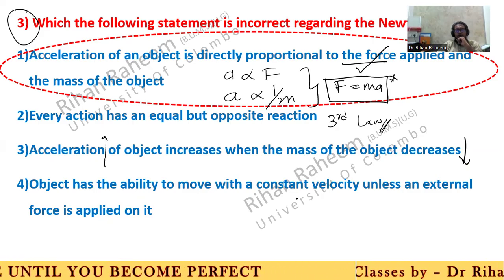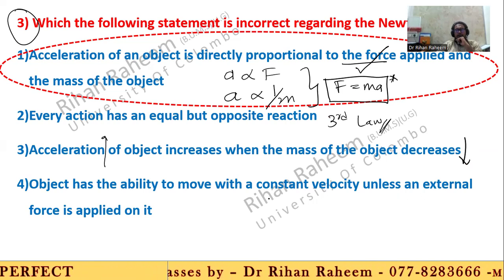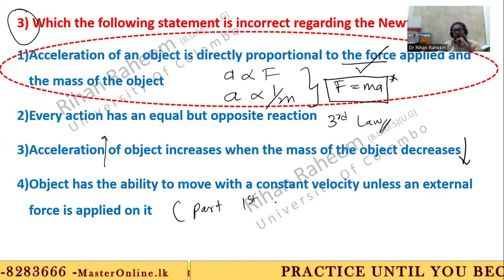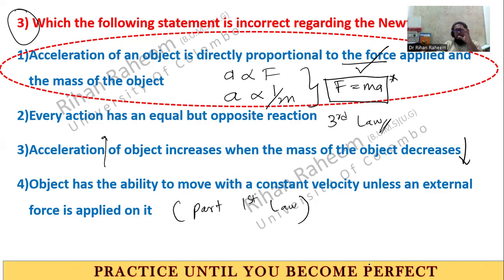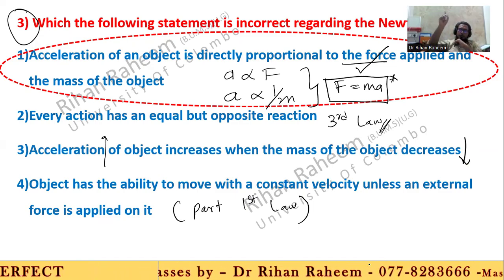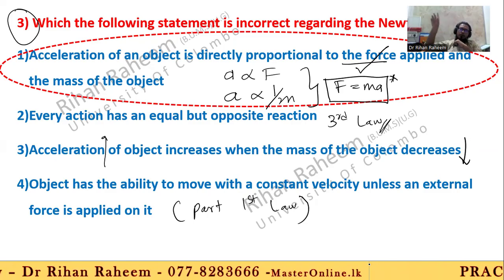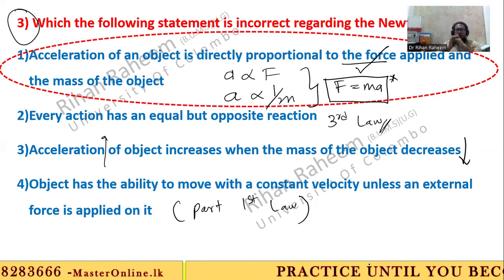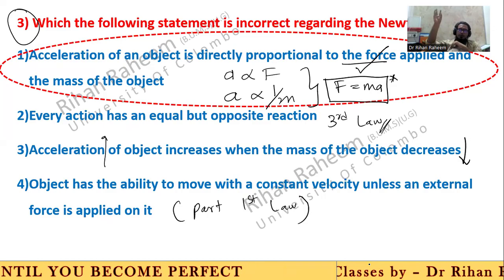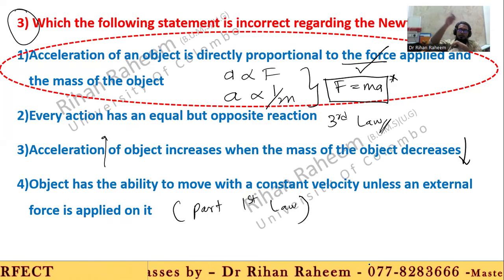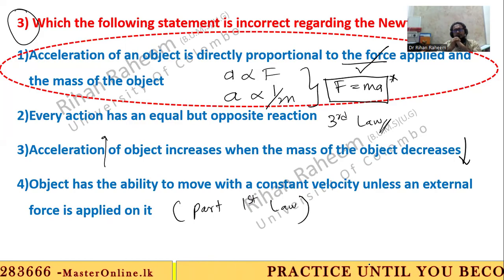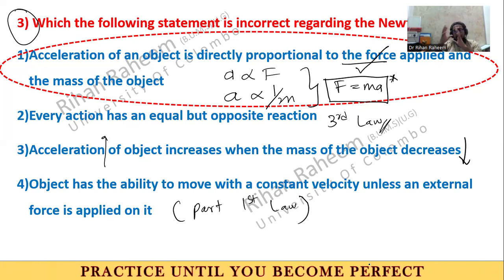An object has the ability to move with a constant velocity unless an external force is applied on it. Yes, that is a part of the first law. If there is no air resistance and no friction, when you push an object, it will continue to move with the same velocity unless someone stops it. You can especially see this in outer space. You take something to outer space, give it a small force, and until the end of time it will move with that same velocity. That is a part of Newton's law, no?